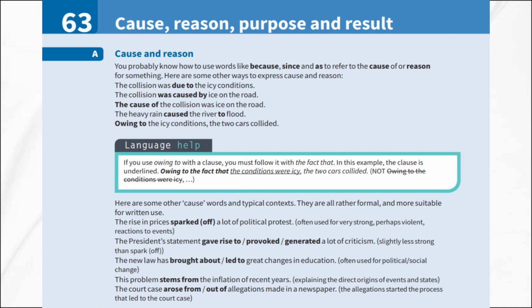This problem stems from the inflation of recent years. This explains the direct origins of events and states. The court case arose from or out of allegations made in a newspaper. This means the allegations started the process that led to the court case.